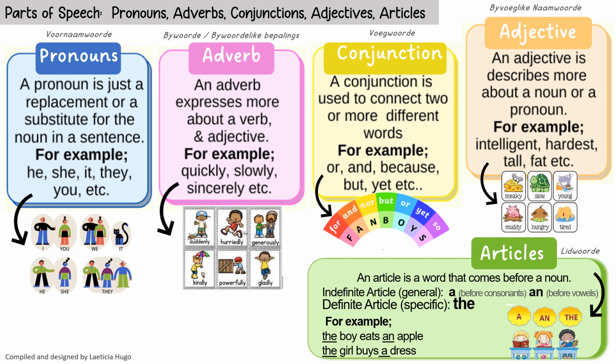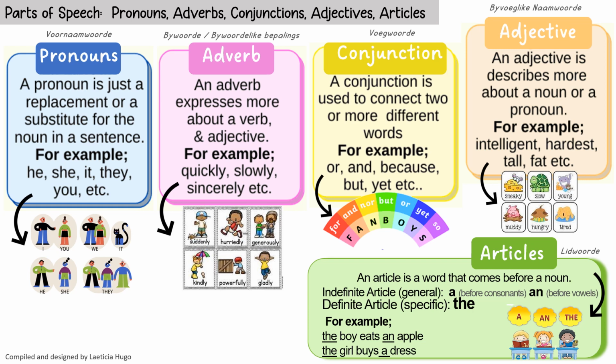Then lastly, here below in the green block are articles. Articles in Afrikaans is lidwoorde. An article is a word that comes before a noun. We get indefinite articles, so that's in general. It is a that comes before consonants, and of course an before vowels.